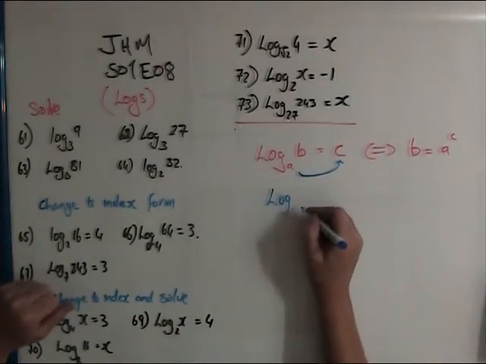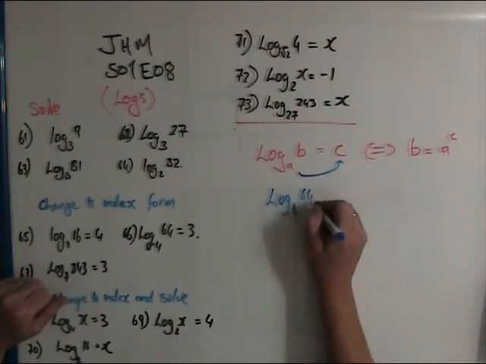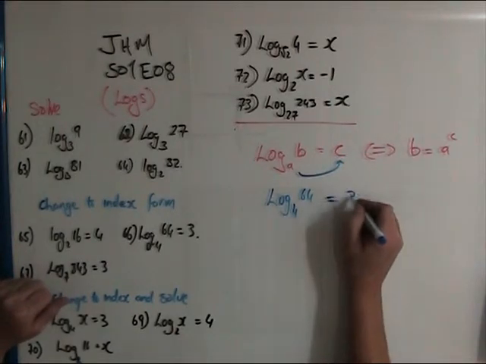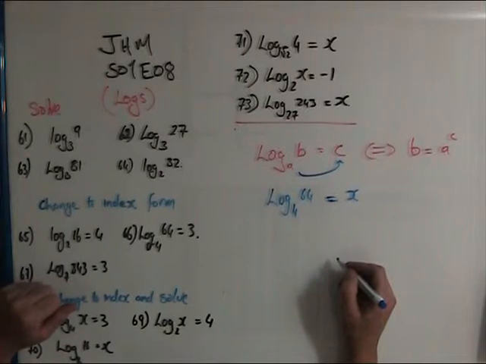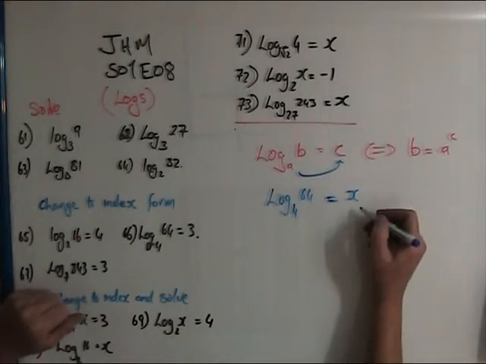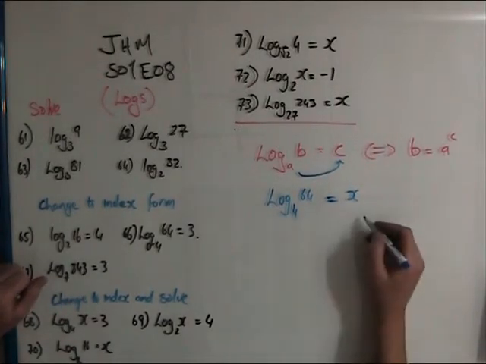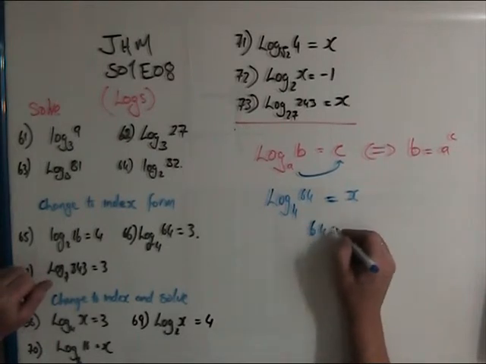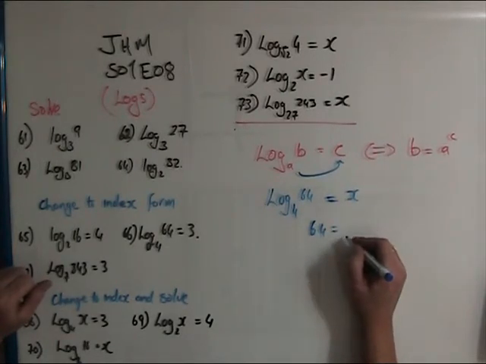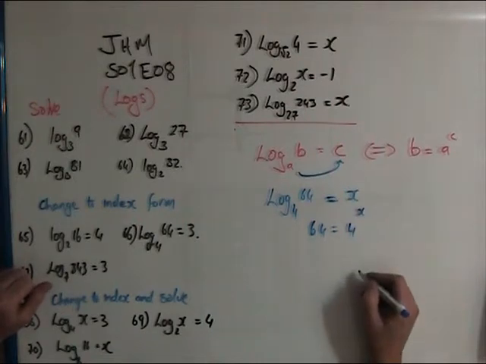Log of 64 to the base 4 is equal to x. Now, what do I do now? Again, I bring them up. 64 is equal to 4 to the power of x, not x to the power of 4. Now we have to solve this. How do we solve it?